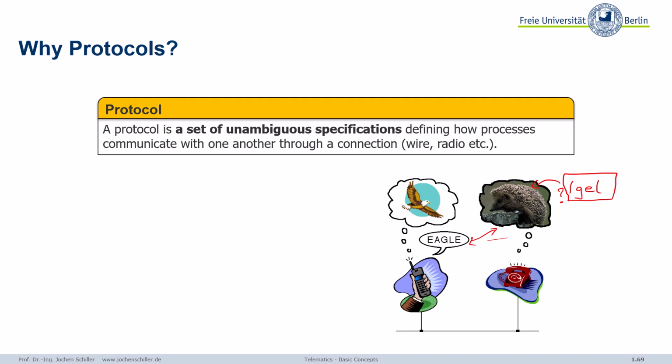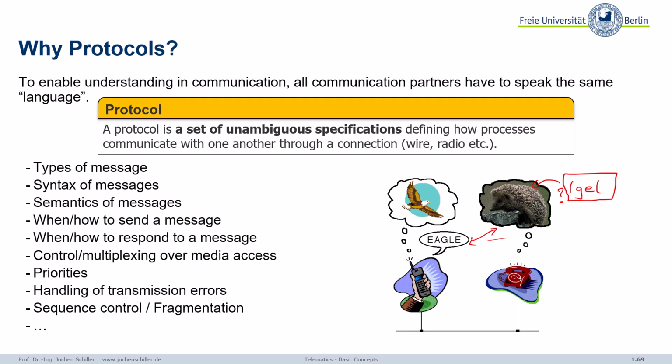And this includes a lot. For example, the type of the message, the syntax, semantics, the point in time when we send, when we respond, how we multiplex, how we control, do we have priorities, how do we act upon errors? That's a big, big, big issue, and many more technical details.